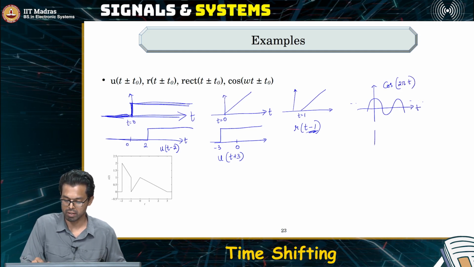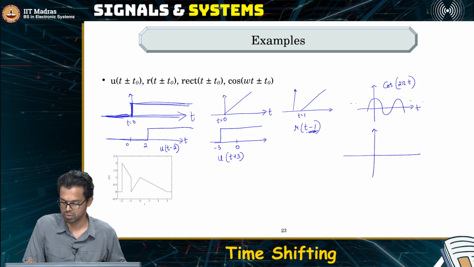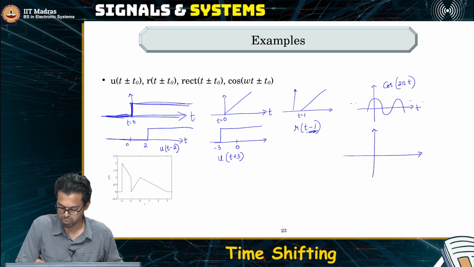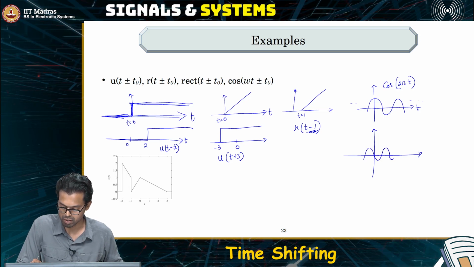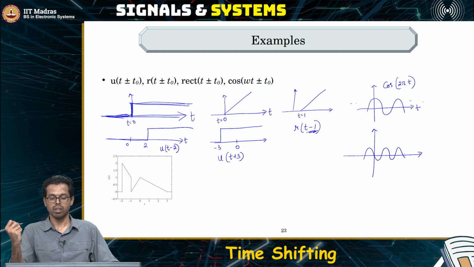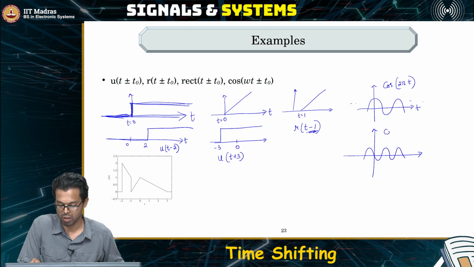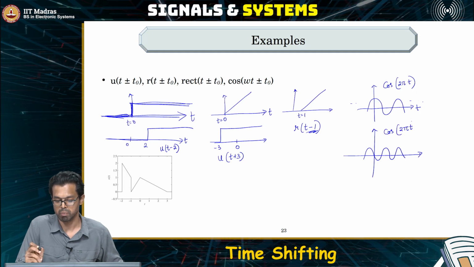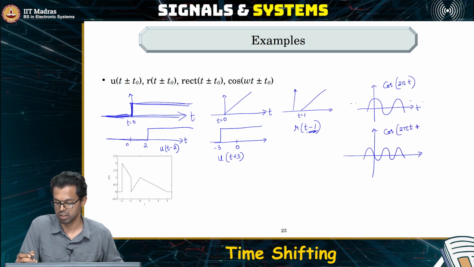Now, let's say I want to advance it, which means it has to move to the left. So, let's say this signal comes earlier, something like this. Now, how does it look analytically? It looks like 2 pi t plus some value. It can be, let's say, pi.